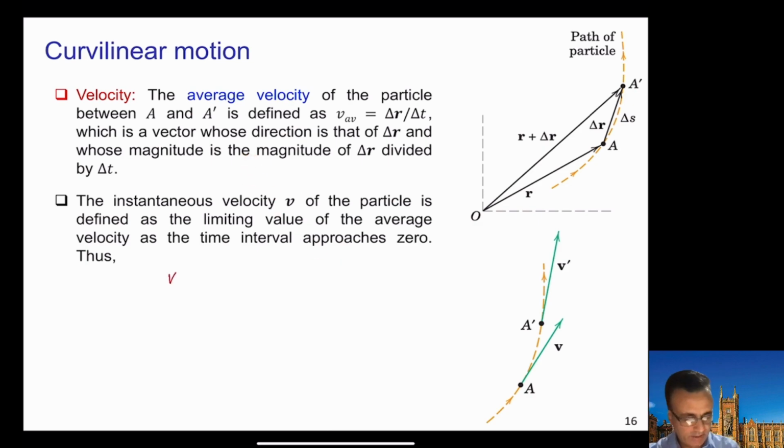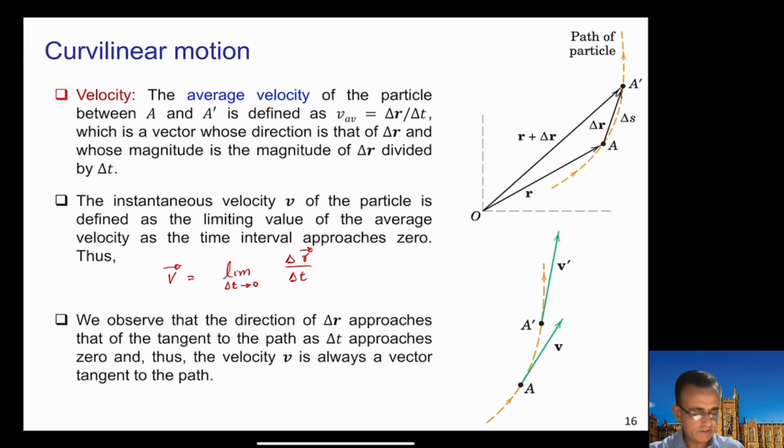So here we can say that velocity, which is a vector, and its instantaneous velocity can be written like this. When delta t approaches zero for the average velocity, this is what we call the instantaneous velocity. This is the definition of the instantaneous velocity. And we observe that the direction of delta r approaches that of the tangent to the path as delta t approaches zero. And thus the velocity v is always a vector which is tangent to the path.